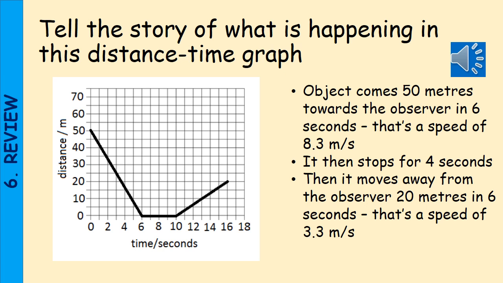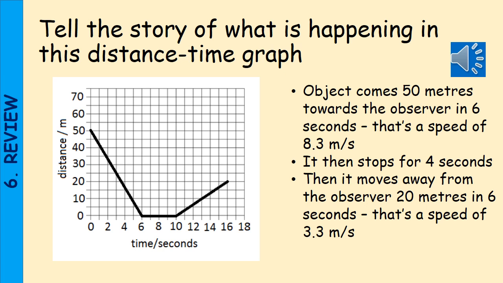So here our object is coming towards the observer. So it started 50 meters away, it's coming towards the observer, then it's staying still by the observer, and then it's going away again. This time the gradient of the first section is greater than the gradient of the last section, so we'd expect the speed to be greater for the first bit than the third section of this graph.